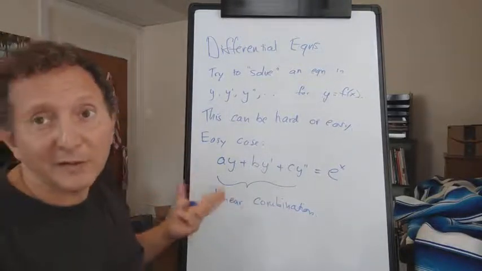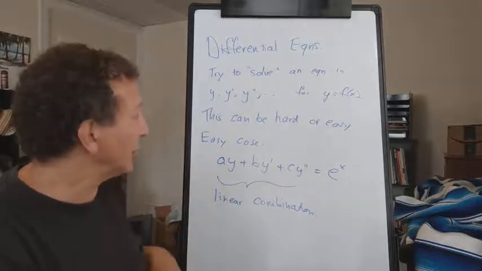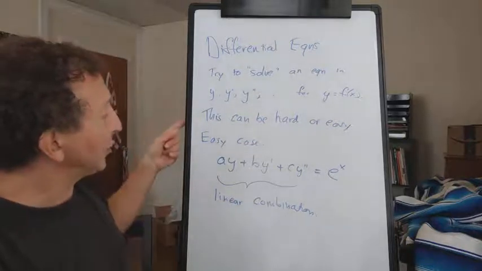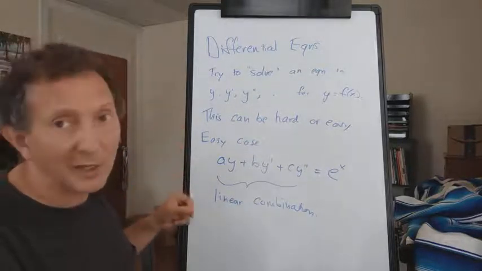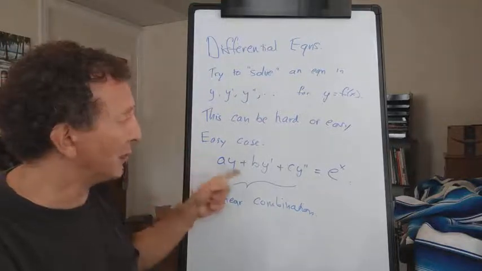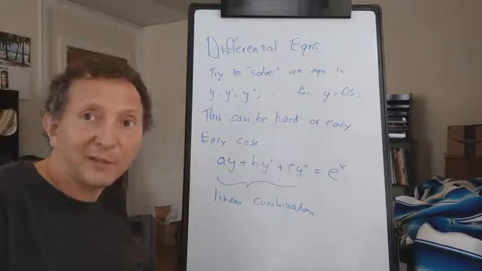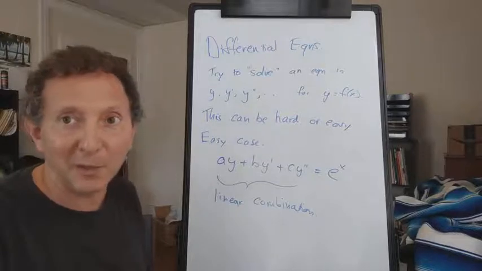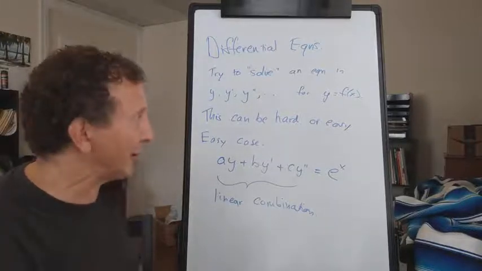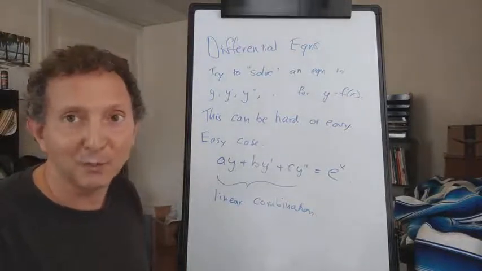So we put these two things together in the same course because we're going to look at the differential equations which are linear combinations of y, y prime, and y double prime, and that's going to fit in very well with our linear combinations of functions that we look at in the linear algebra portion of the course.